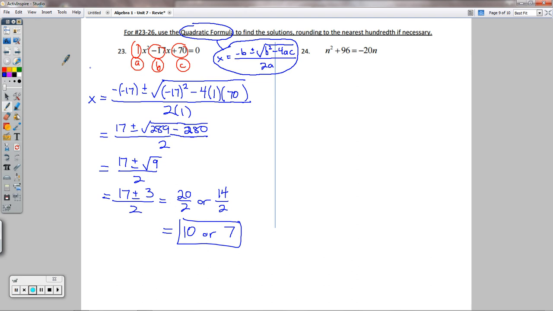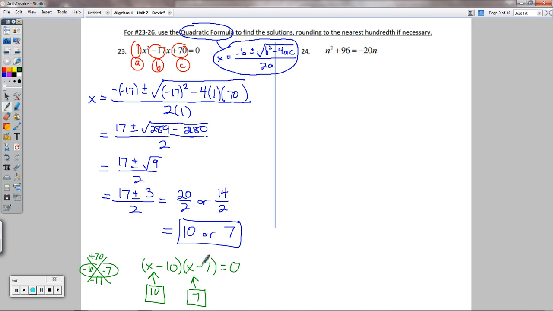If you were to use factoring on this, I'll just show you what happens here. So if you did factoring with positive 70 and negative 17, you could have a negative 10 and a negative 7. So this initial equation could actually factor to x minus 10 times x minus 7 equals 0. What would make it true? Well, 10 or 7.